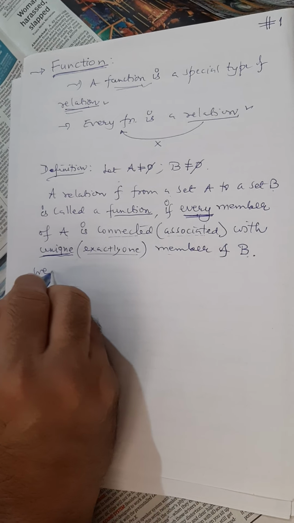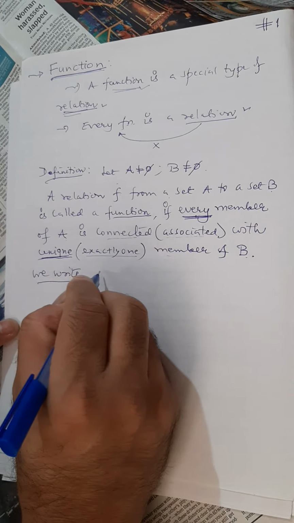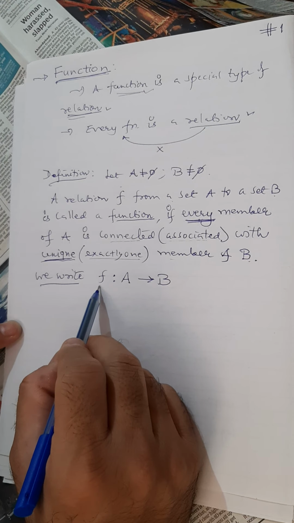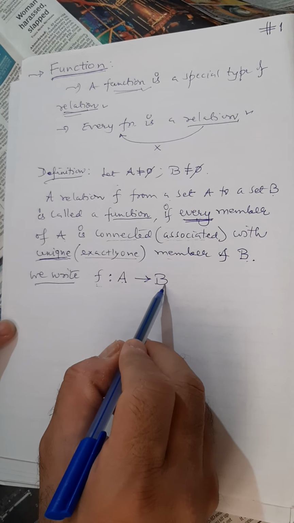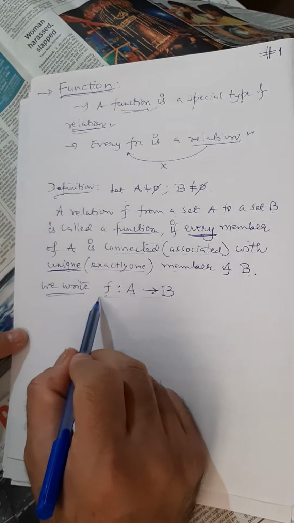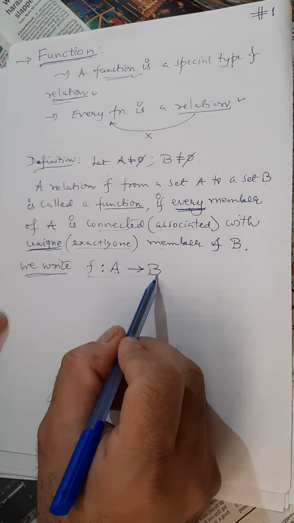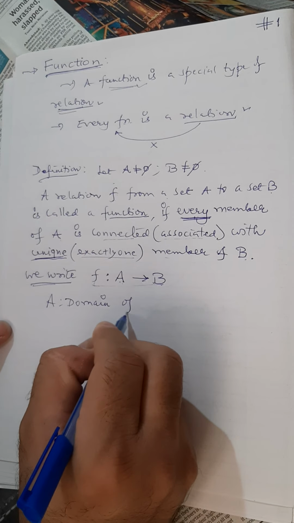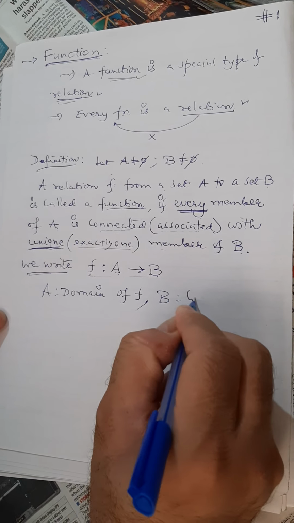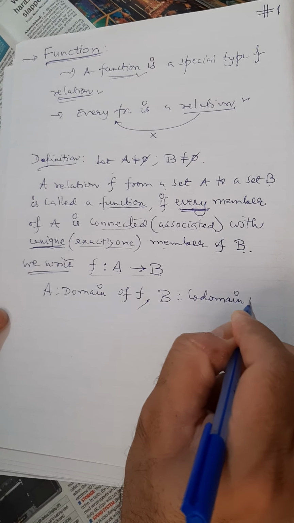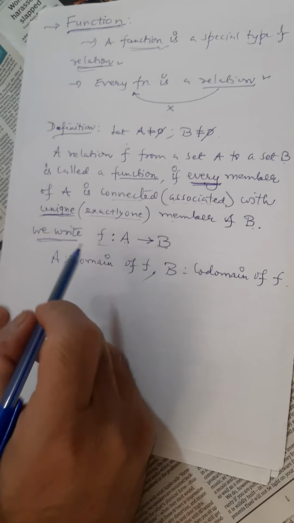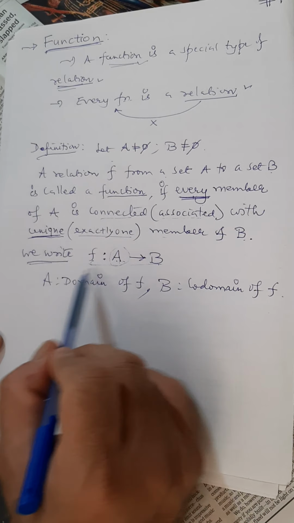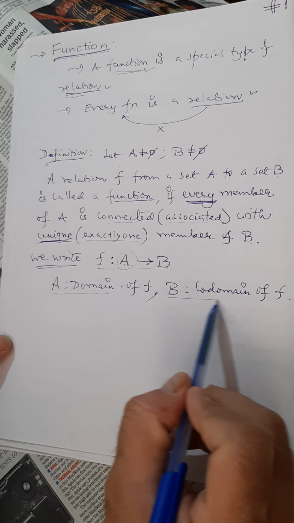And we write here, symbolically, we write F, then this colon symbol, we put A here, then arrow, and then this B. This is read as F is a function from A to B. I repeat, this is read as F is a function from A to B. Here A is called domain of the function. A is called domain of F, and B is called codomain. This is called codomain of the function. Domain and codomain. I repeat, here F is read as function from A to B. So that first set is called the domain, and the second set is called the codomain.